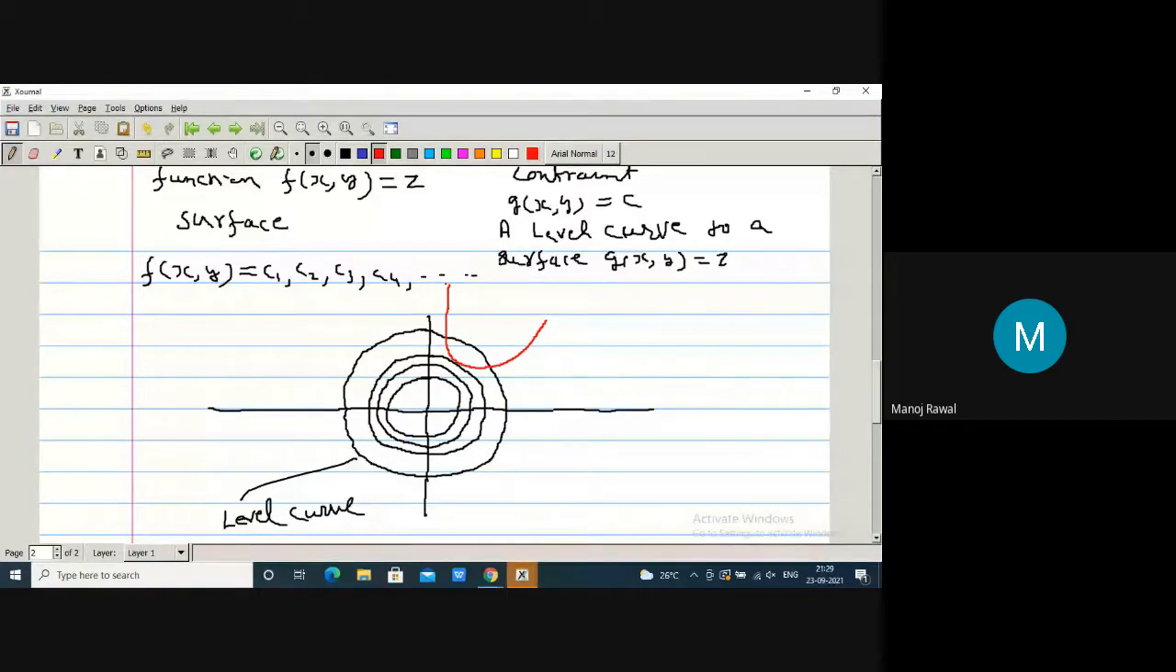Can I get some responses over here? Yes, sir. Because there are infinitely many level curves to the surface, and there is only one level curve known as the constraint, something like this is going to happen.